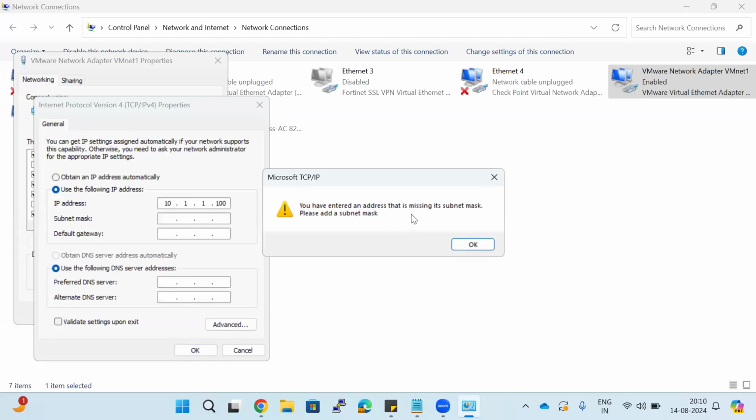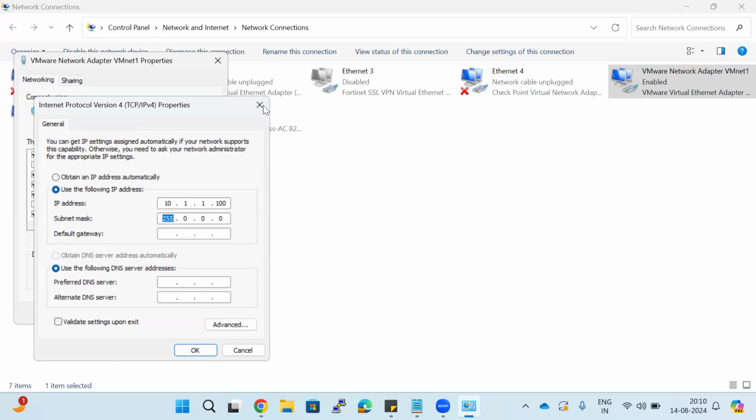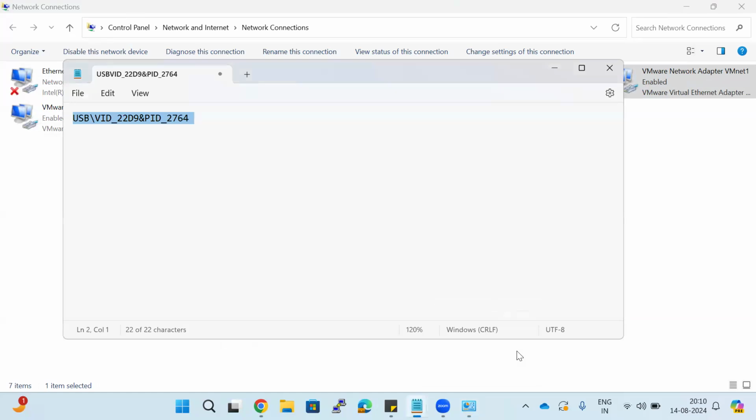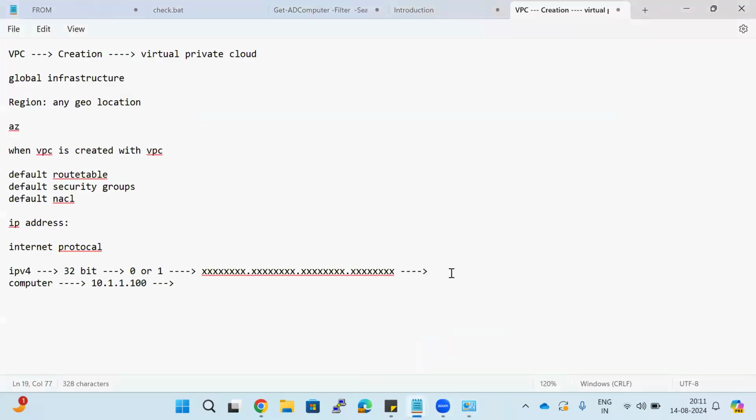Now, when I assign this, the system says: you have entered an IP address that is missing its subnet mask; please add a subnet mask. So if you give only the IP address, the system won't accept it. Definitely, you need to provide the subnet mask. We cannot provide IP addresses to a device without a subnet mask.